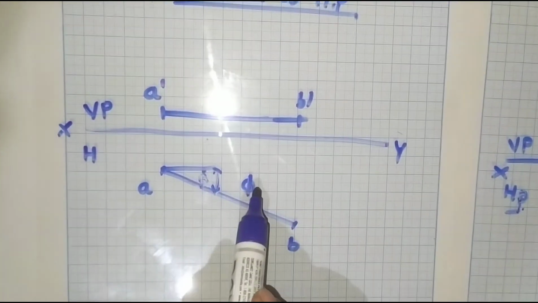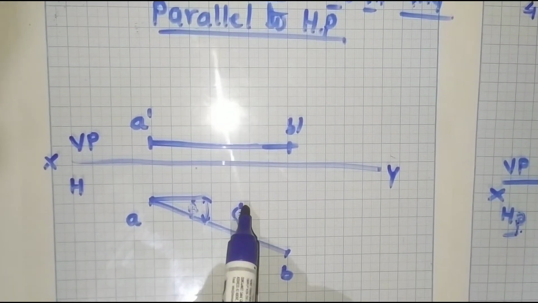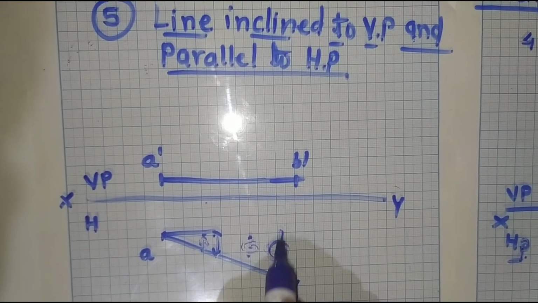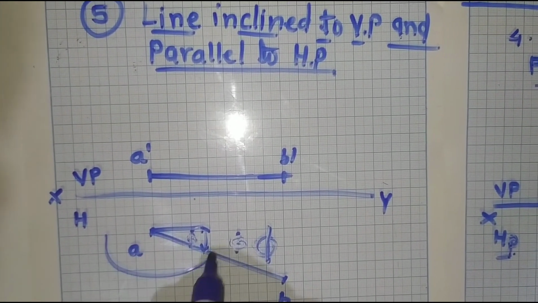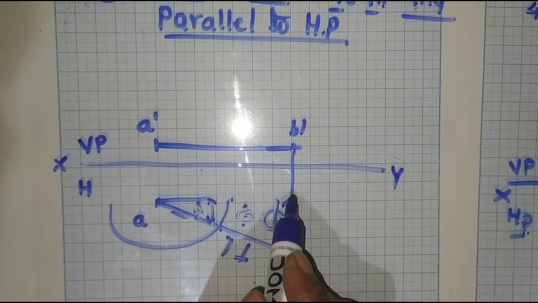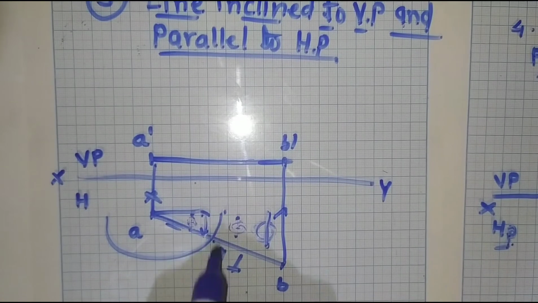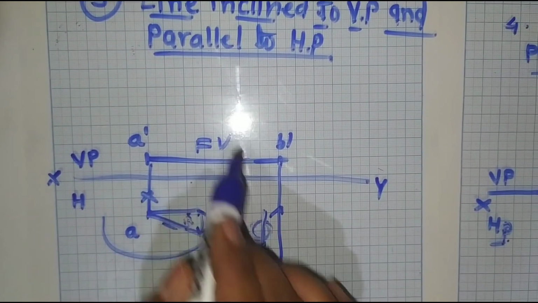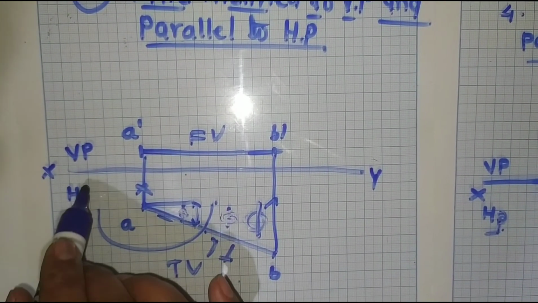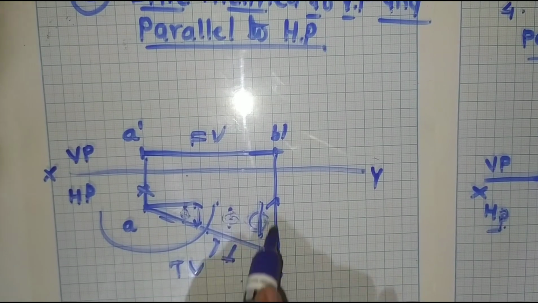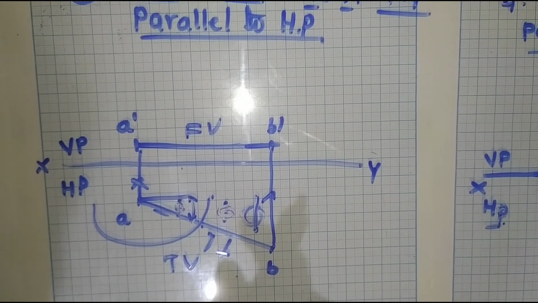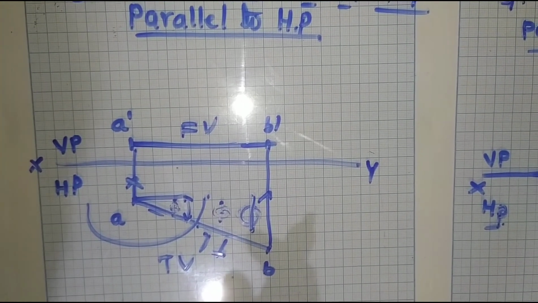This is the XY line. The inclination of the line with respect to VP is called angle phi. Keep your protractor at 0, 10, 20, 30 to mark the angle. This is the true length. Then you move in the upward direction. This is the true length in the top view, and this is the apparent length in the front view. That is a line inclined to VP and parallel to HP. Here you start, then move here, parallel to HP. This is the way to draw the projections of a line for these five conditions.